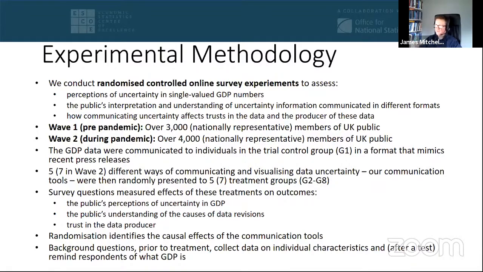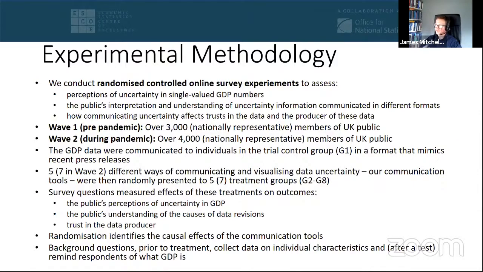And obviously it's that randomization that lets us identify the causal effects of if and how uncertainty communication matters, and in particular, does the manner in which uncertainty information is visualized and communicated affect perceptions and reactions of the public to data uncertainty. So we undertook the first wave of this survey back in 2018. These are nationally representative surveys, sampling over 3,000 members of the UK public.